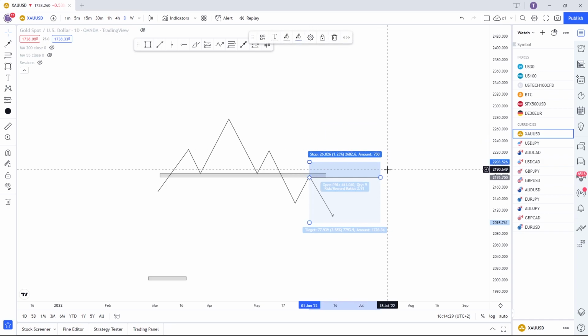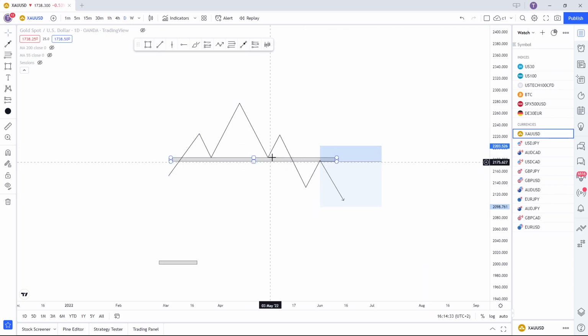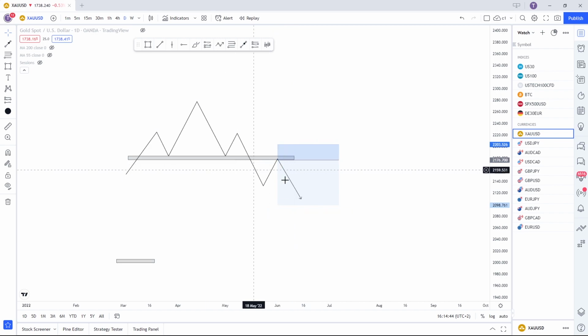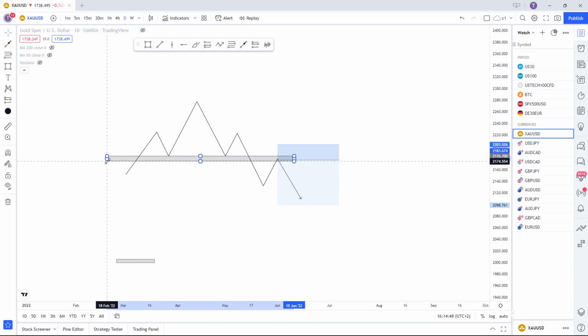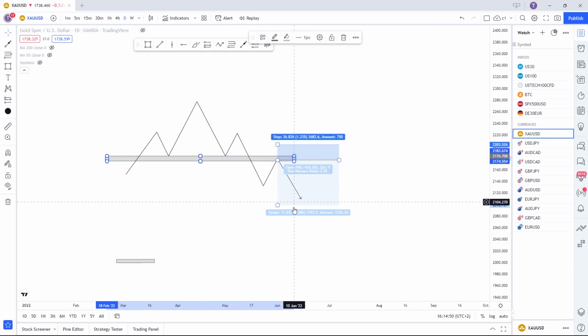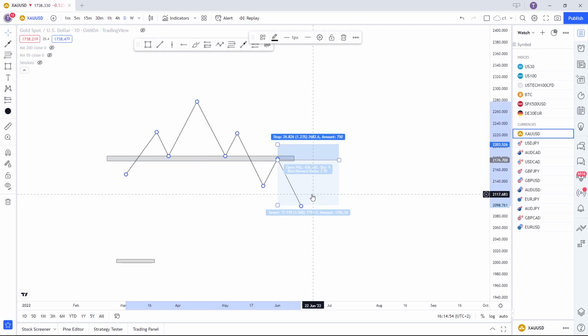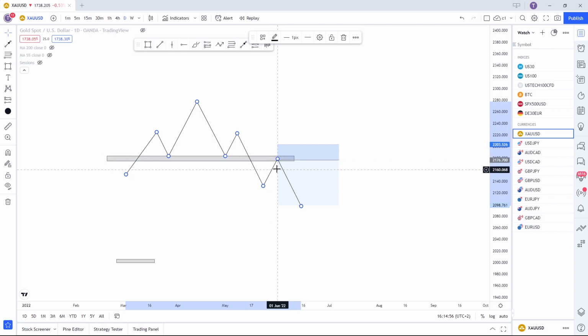Most of the information out there says that you have to enter the pattern after a previous break and retest. Retest right here. When the market retests to this previous horizontal line, that's when you make your entries, which is quite okay. So this is for the traders who are not aggressive.